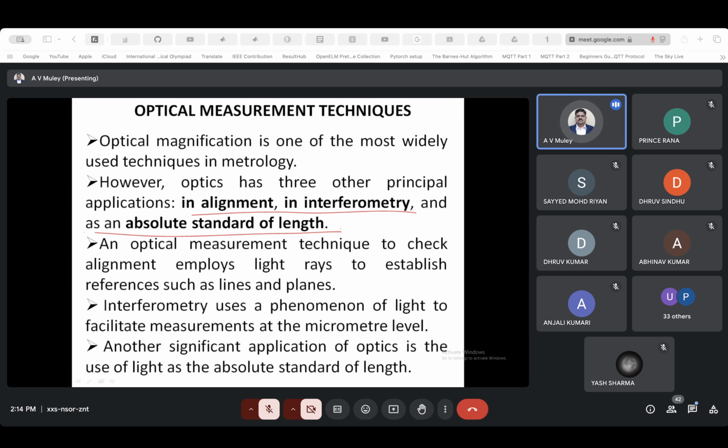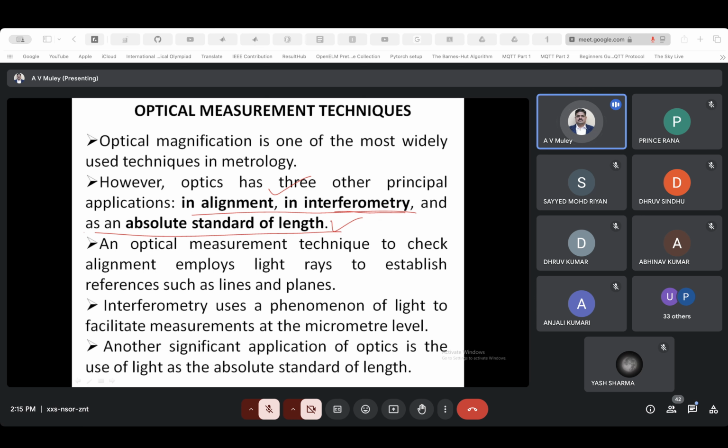So to measure the standard, that means the length, in the alignment, if you want to find out whether two surfaces or elements are aligned or not, or in the case of interferometry, to check, for example, flatness, straightness, etc., or surface texture, you can make use of this concept of interferometry. That is the optical instrument.